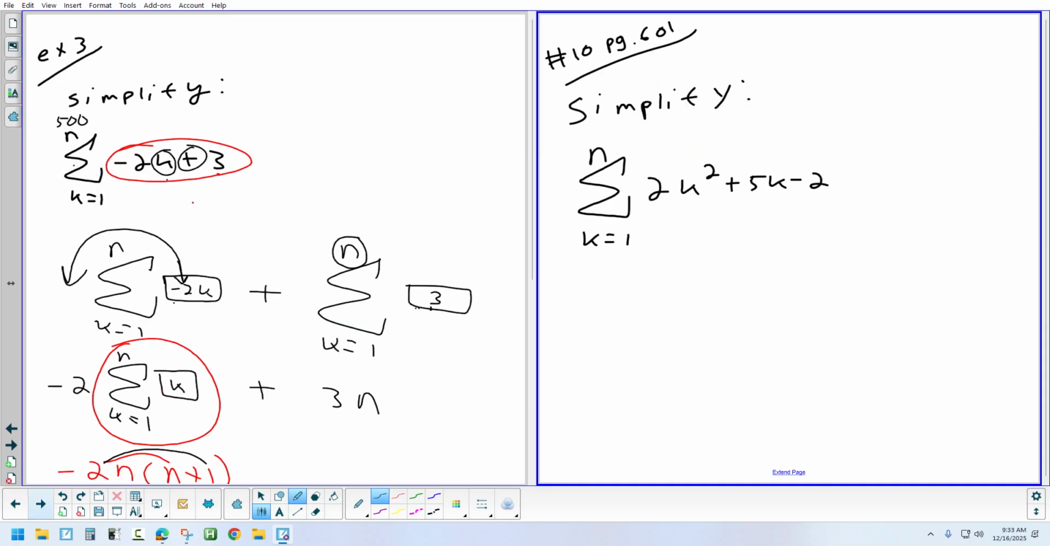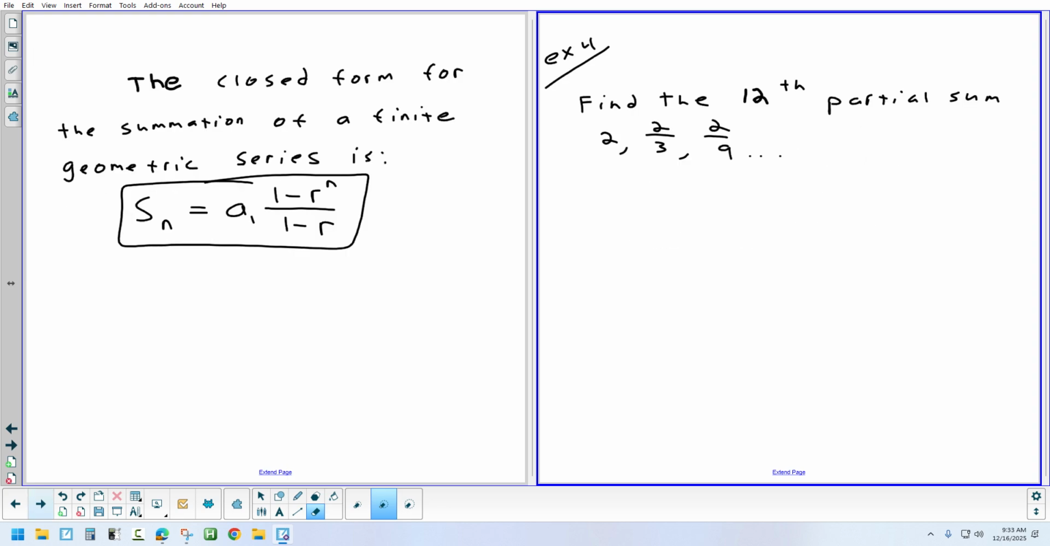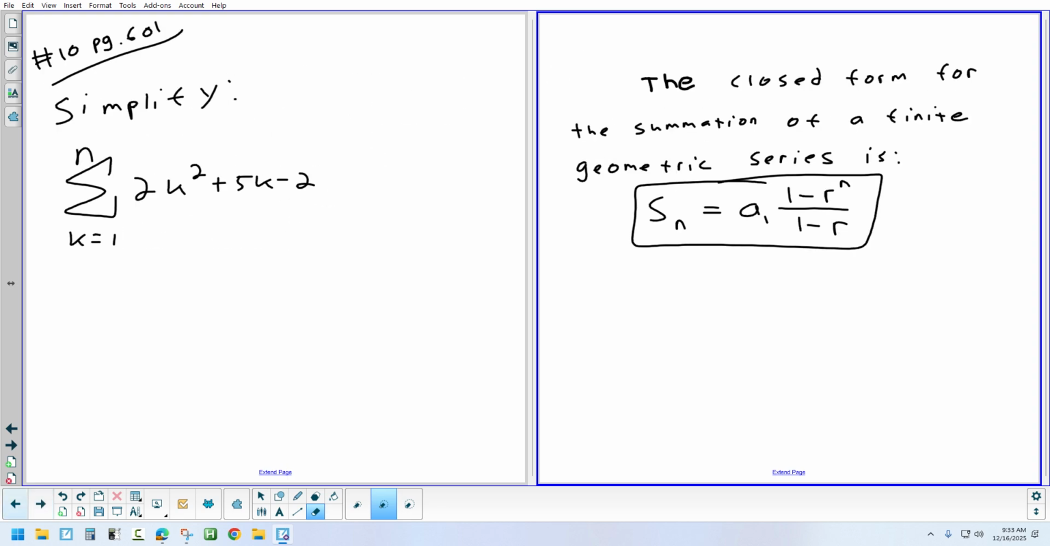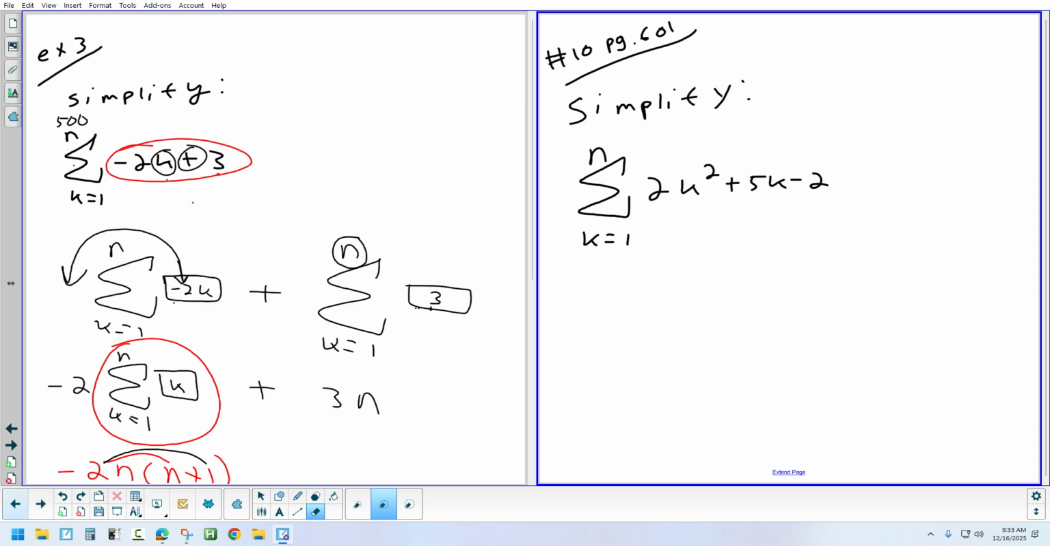Okay, so we're not doing the quadratic. You're not going to have any with the second power. So let's just change that to, we're just about done. Let's get rid of the second power. So let's just make it 5k minus 2.